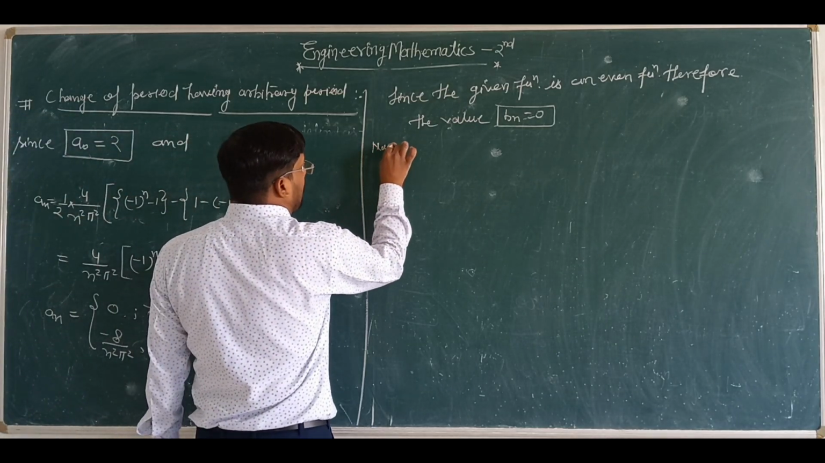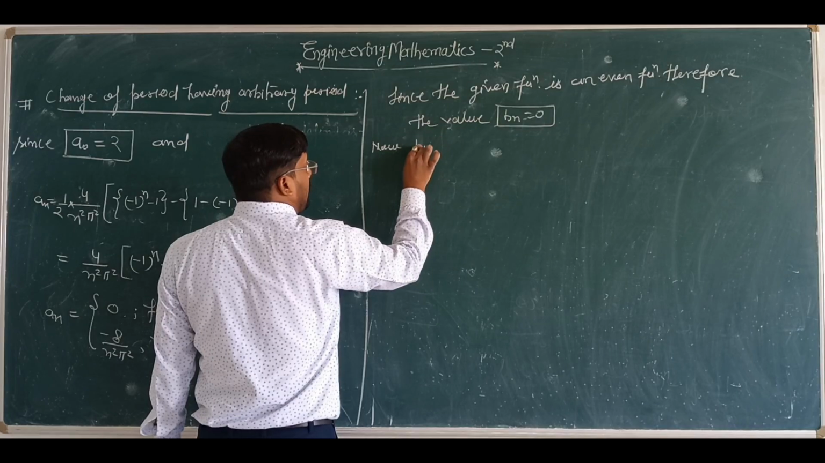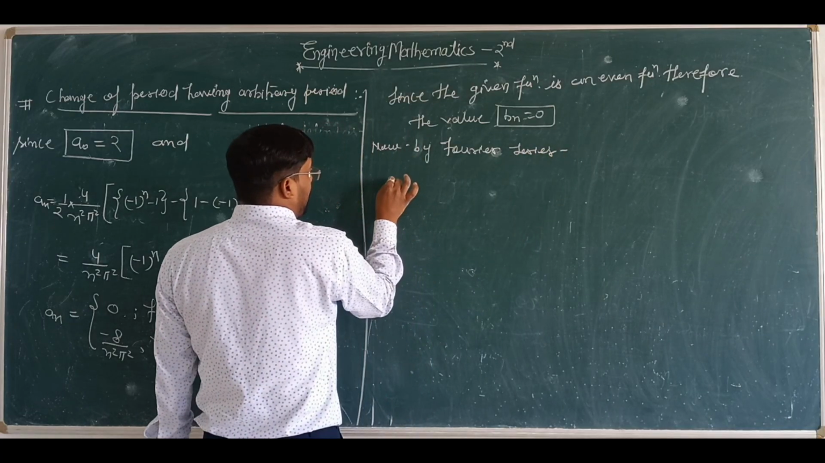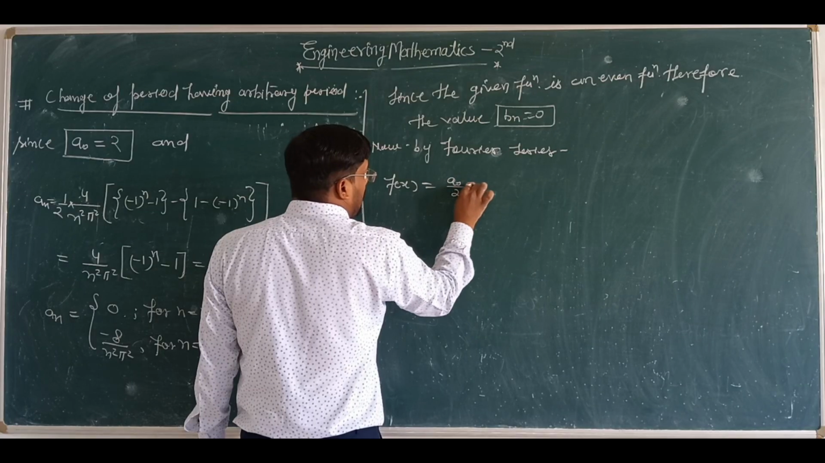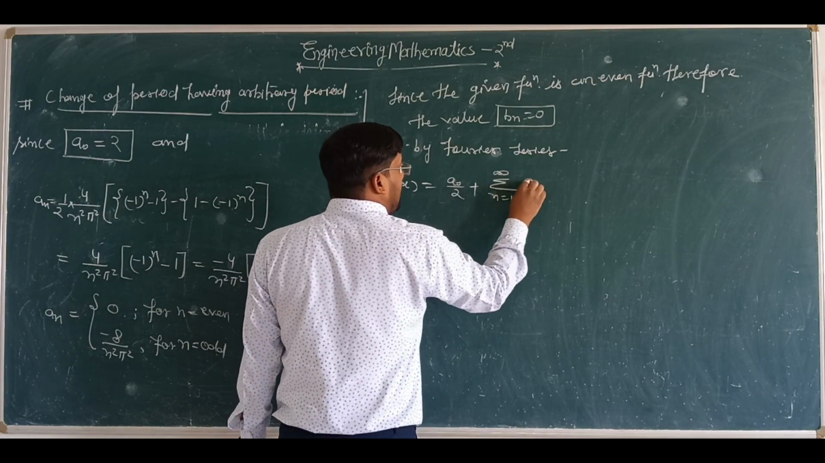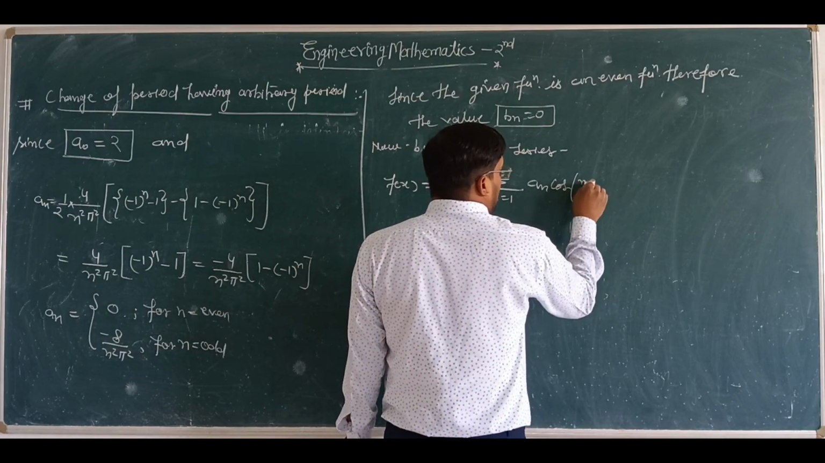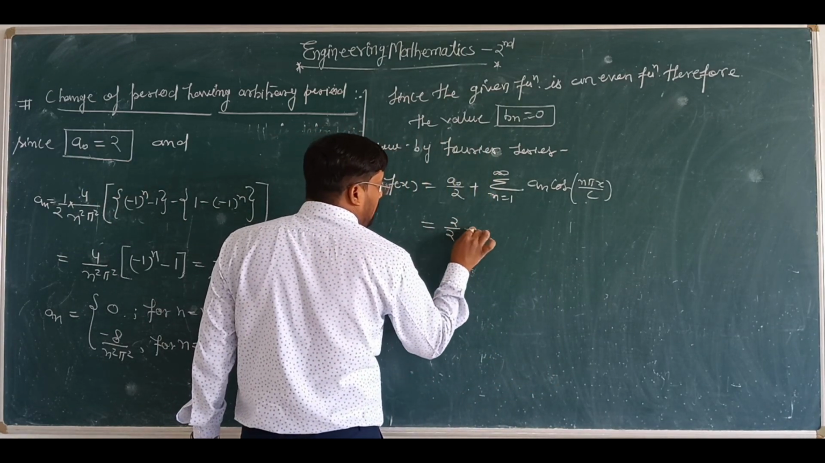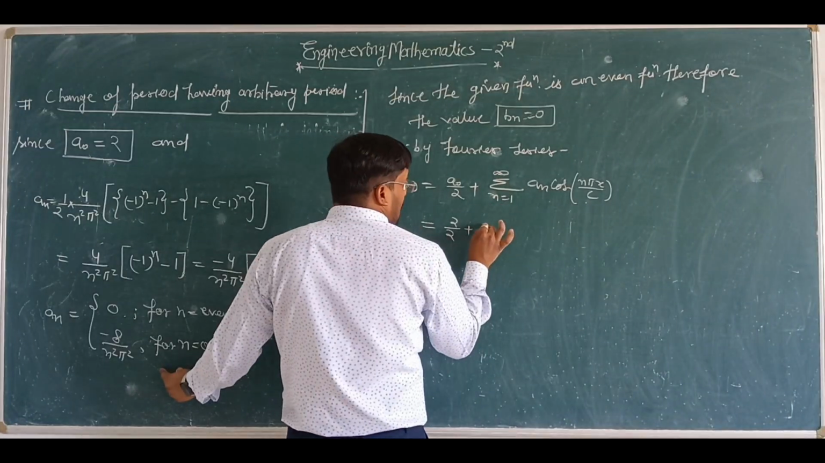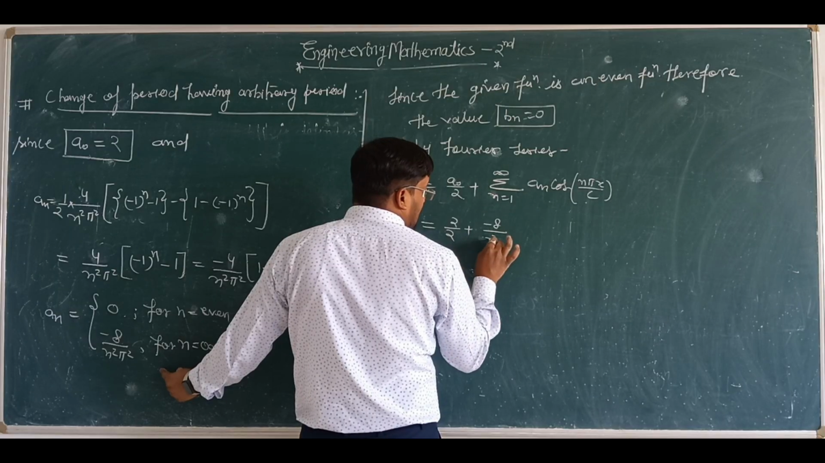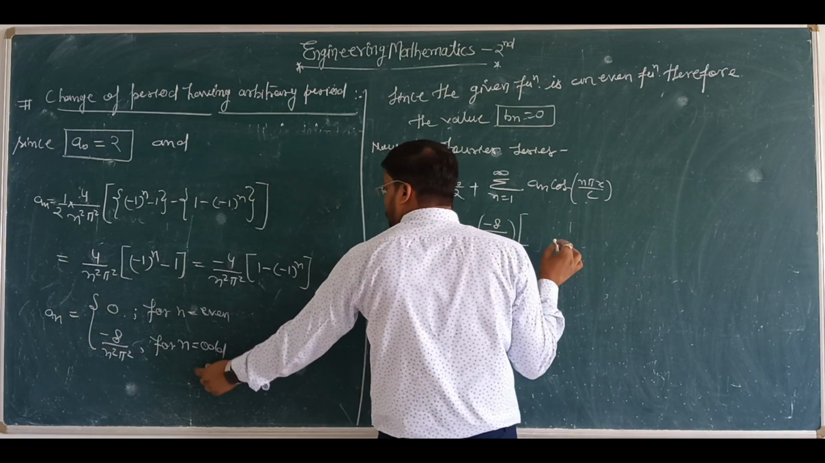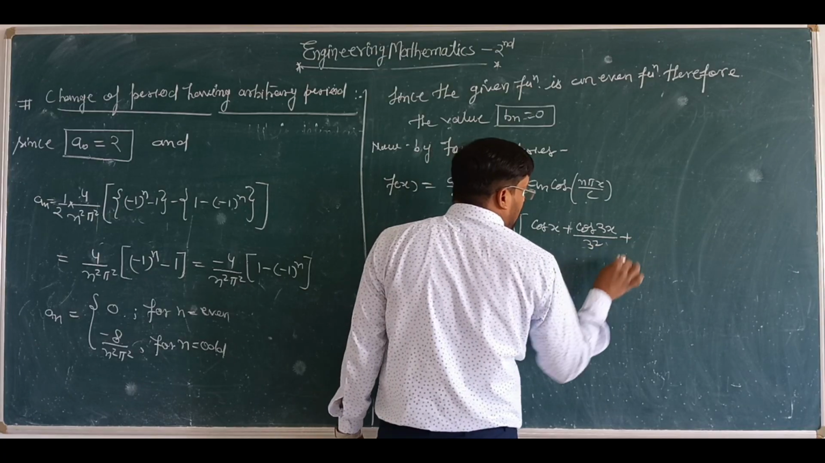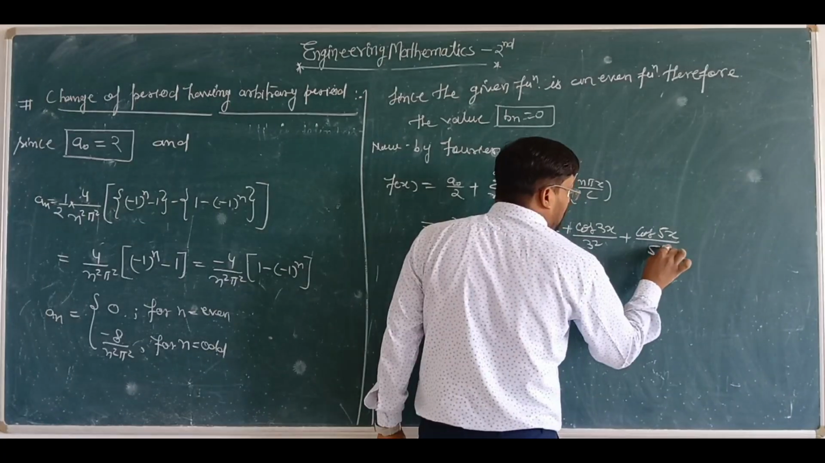Now by Fourier series, you can write fx is equal to a naught by 2 plus summation n equal to 1 to infinite an cos n pi x upon c, or you can write the value of a naught is equal to 2 by 2 plus, this is even and this is odd, you can write minus 8 upon pi square bracket, put the value of an odd, you can write cos x plus cos 3x upon 3 to the power 2 plus cos 5x upon 5 to the power 2 plus 1.